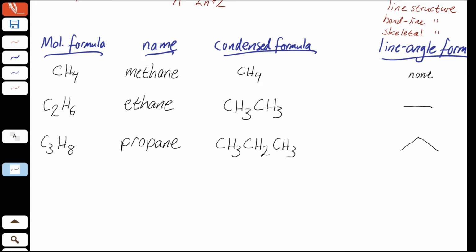All right, let's try something fun. See if you can fill in the 4th row without me telling you. And I will tell you that it's called butane. But see if you can find the formula, the condensed formula, and the line angle formula by just following the pattern that you see up there.